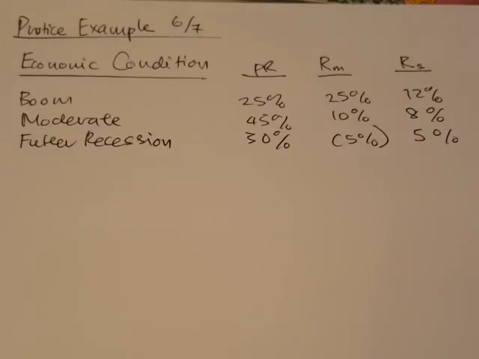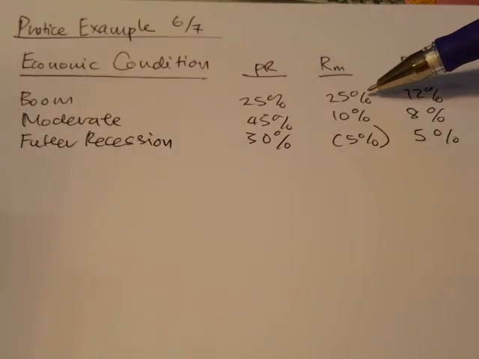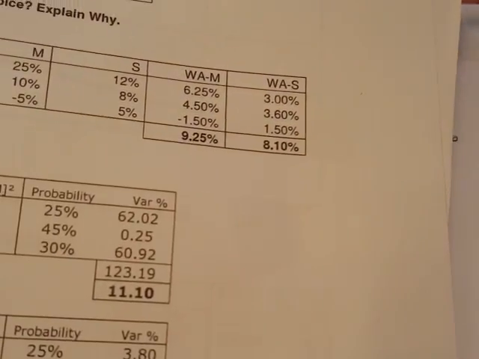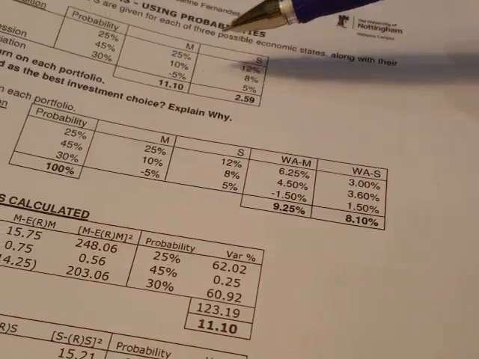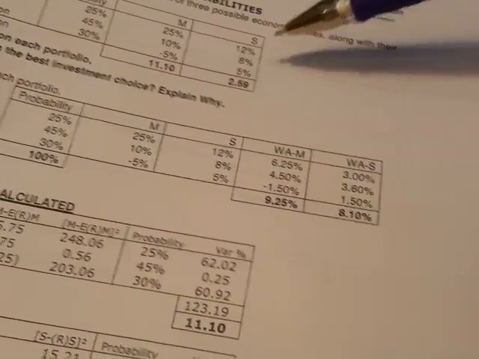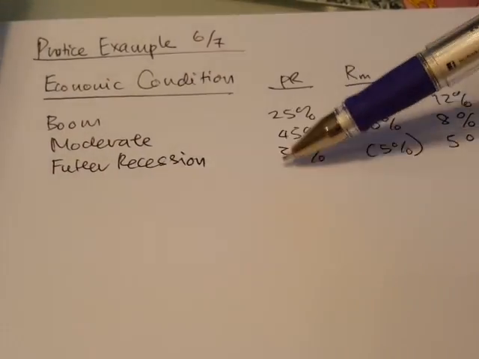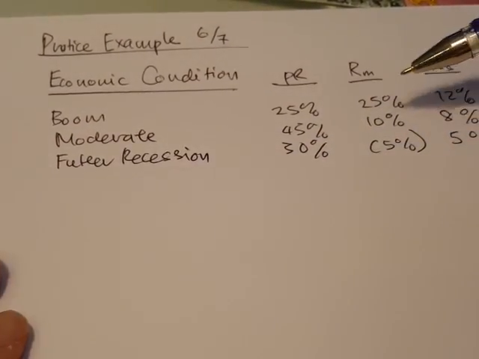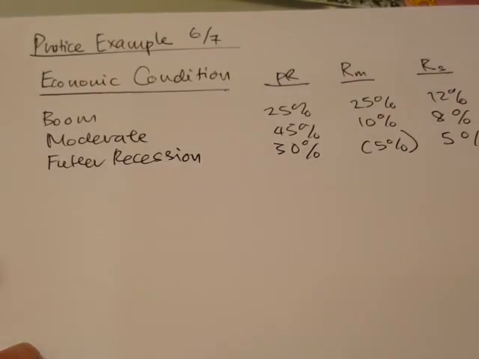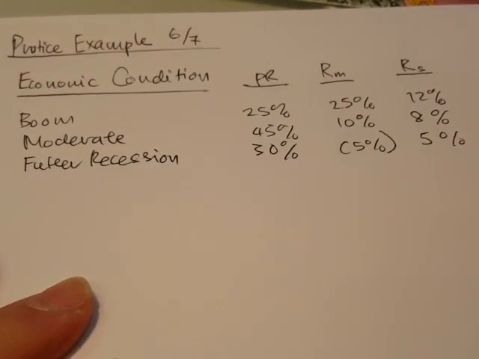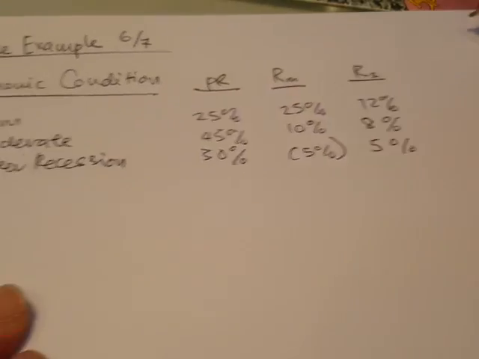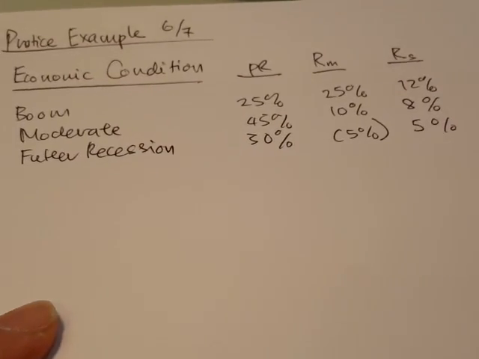Let's look at this example. This is lecture example 6. Return was given for share M. I just copy it down. Share M, share S, and the probability. So we're required to calculate the standard deviation. First, we have to calculate the expected return. And expected return is quite straightforward.